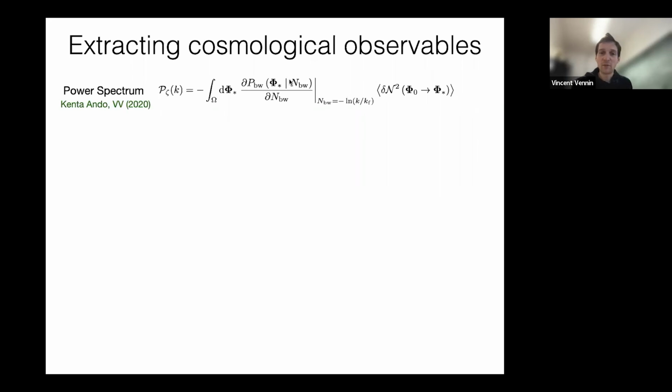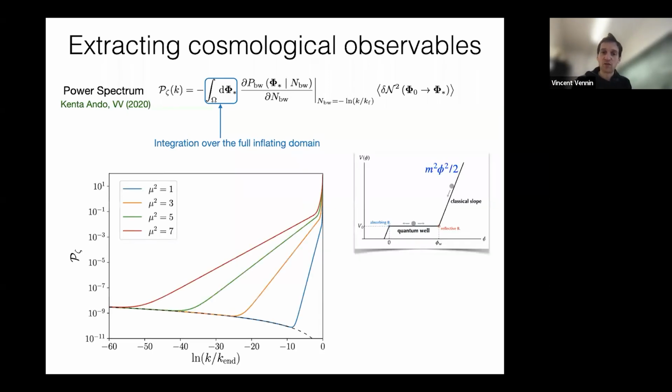Okay, what it means, the main difference with the standard result, of course, if you do an expansion in the limit where the noise has a small amplitude, you recover the standard result. But otherwise, the main difference with the standard result is that this comprises an integration over the full inflating domain. So if you look at a certain scale K, you don't probe the potential at a certain field value phi star, you probe the full inflationary potential because of this distribution function. So this is great because it tells you that in principle, you can also constrain the potential in regions that will be inaccessible in the classical theory.